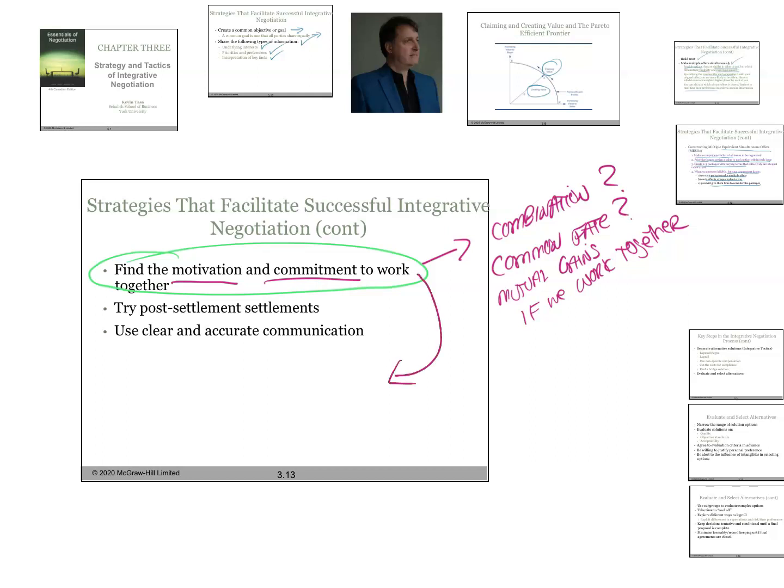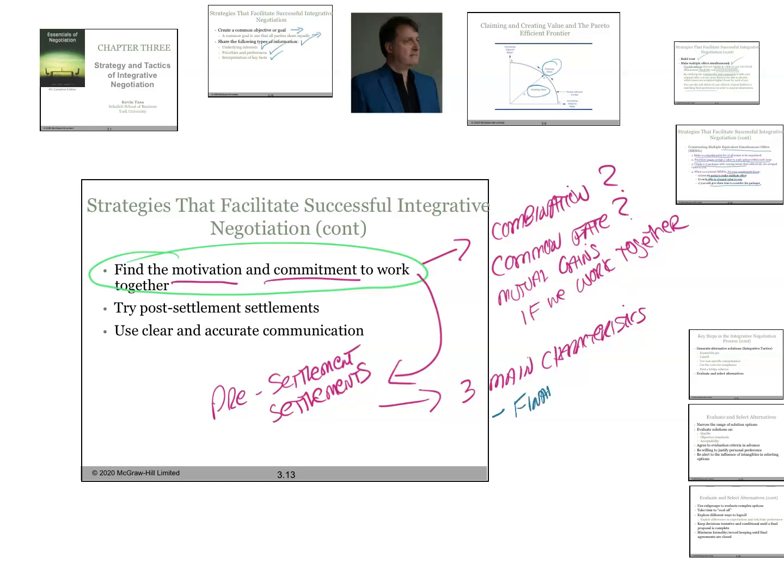Sometimes the parties will engage in creating pre-settlement settlements. These are agreements that are reached before the formal negotiation takes place. And these pre-settlement settlements have 3 main characteristics. The first is that this pre-settlement settlement is a finalized written agreement.